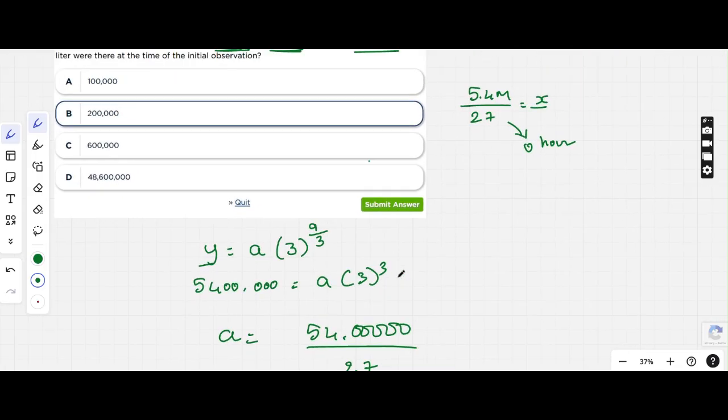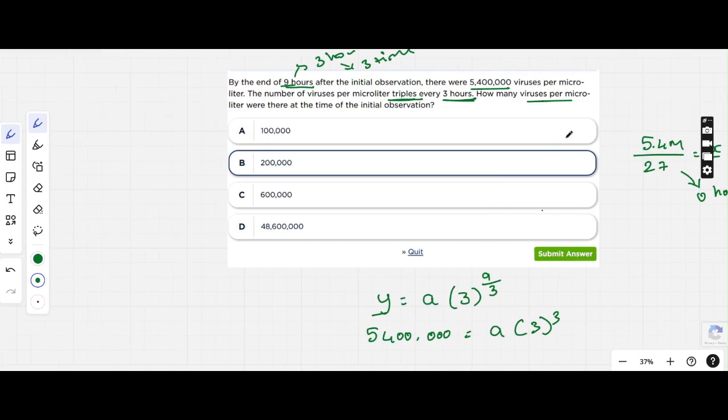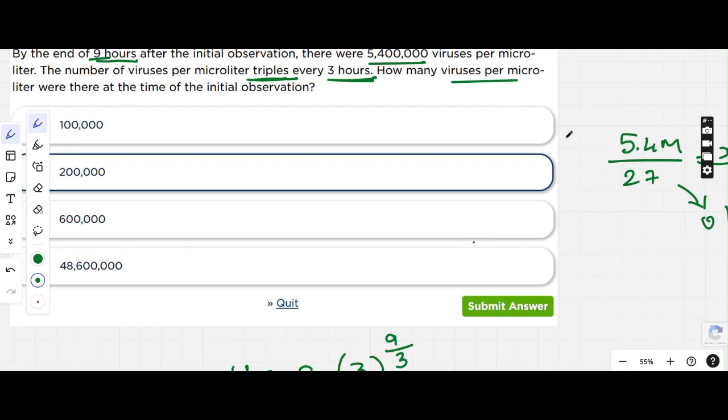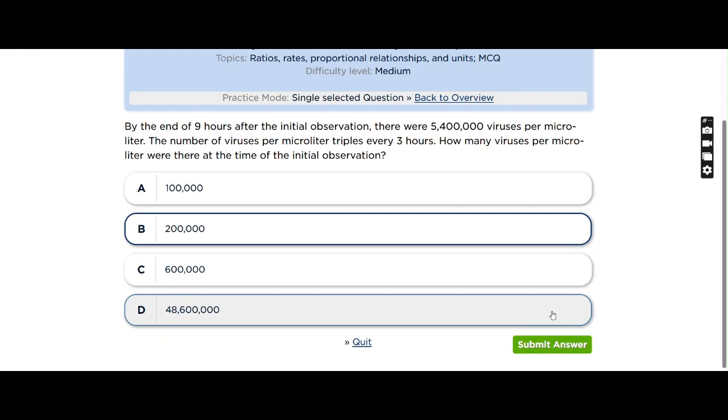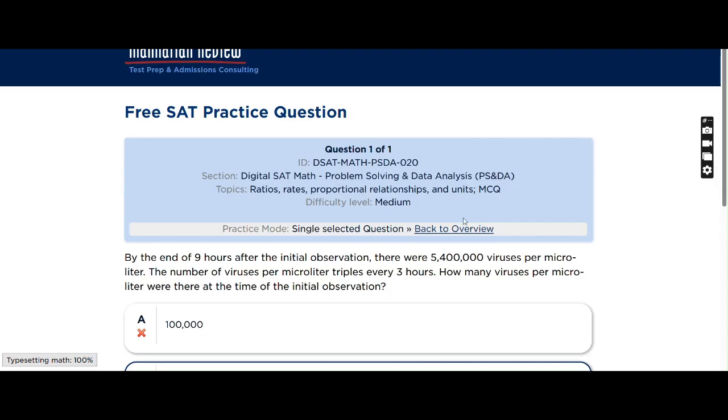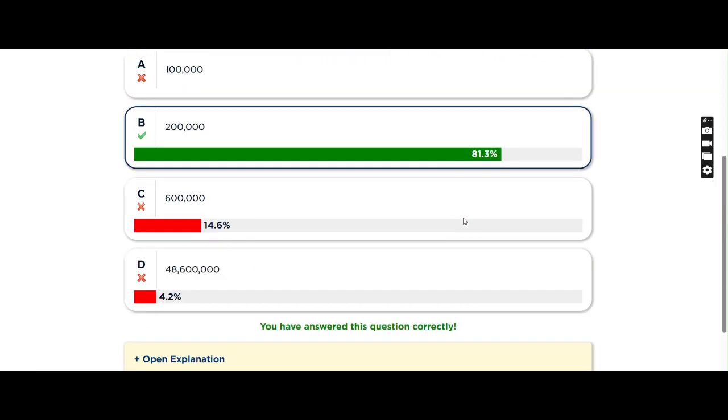You're going to get the same thing if you do it right here, but going through the confirmation would be better. So the answer is 200,000. Let me just cross check it. Let me see. Yeah, that's how you get it.